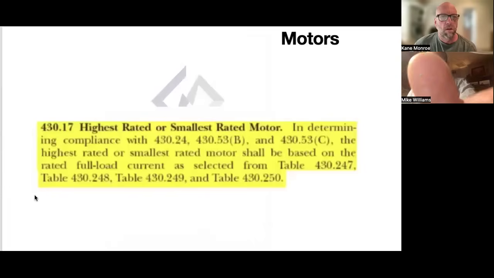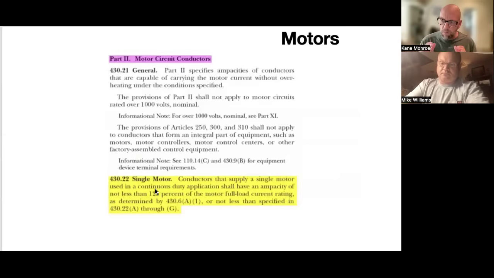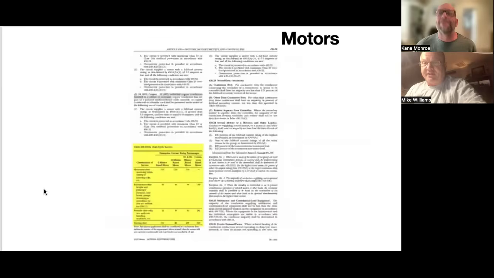Everything's based on the full load current, and this is just justification of what we do, and I'm just pointing it out. Like I said, go back and reread it or rewatch this, and it'll start making sense. The big thing about 430.22 is a single motor. You have to rate it at 125%. And any motors after that, you take them at face value.